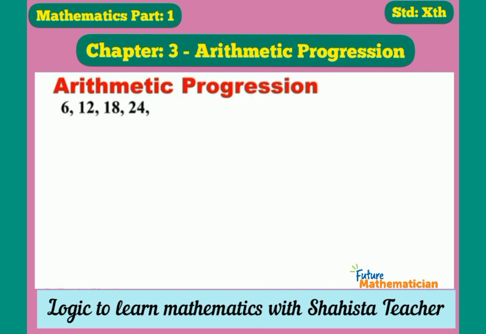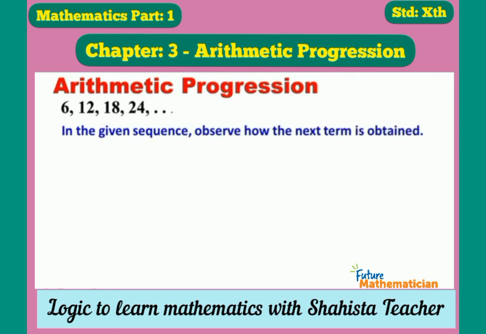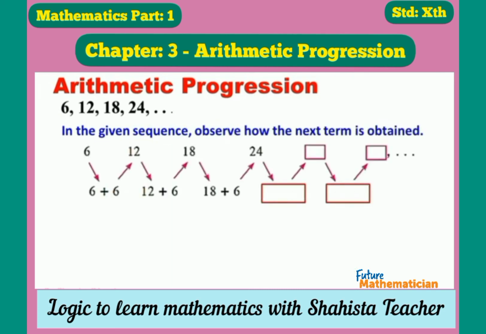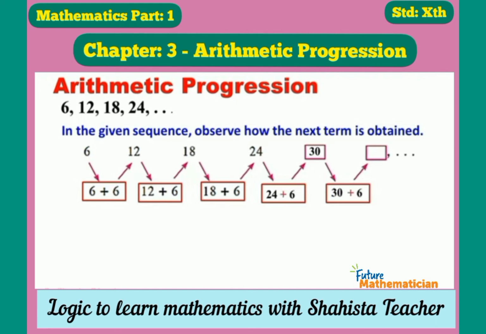So 6, 12, 18, 24. Now in this given sequence observe how the next term is obtained. So 6, 12, 18 and 24. So 6 plus 6 gives us 12, 12 plus 6 gives us 18 and 18 plus 6 gives us 24. See, the common difference is 6. Okay, 6 number is adding. So 24 plus 6 how much will it be? 30, and 30 plus 6 how much? 36. So easily, by adding 6 we can calculate the number we have to find. So 24 plus 6 became 30 and 30 plus 6 became 36.